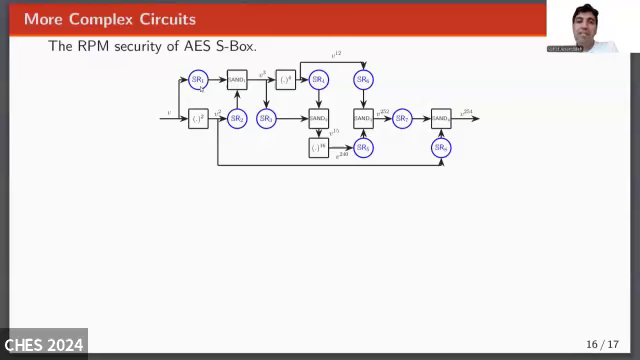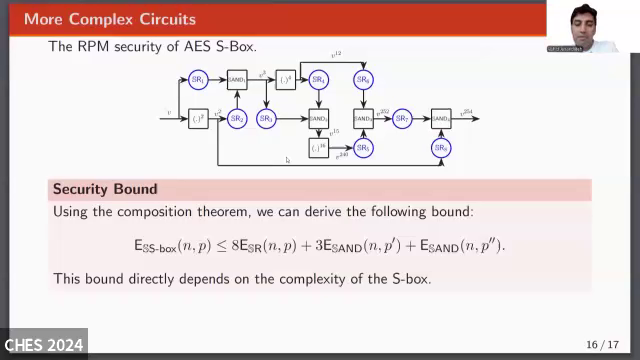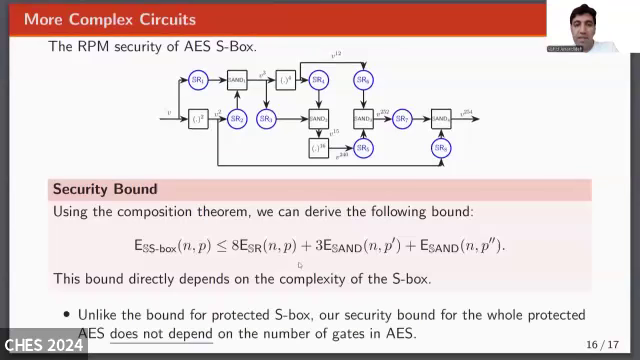To use our theorem, we need to insert refresh gadgets at all interfaces, and the structure uses 4 multiplication gadgets. The bound derived uses the composition theorem, and it clearly depends on the number of gadgets in the protected implementation. The paper also includes a section for analysis of the whole AES structure, and it is shown that the derived final bound does not depend on the number of gates in AES.